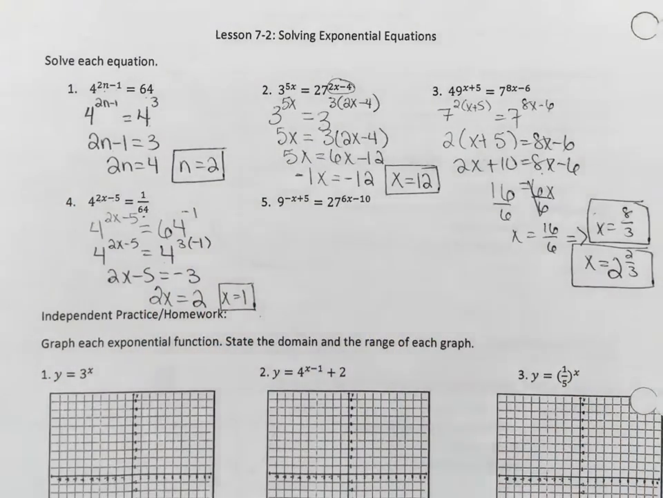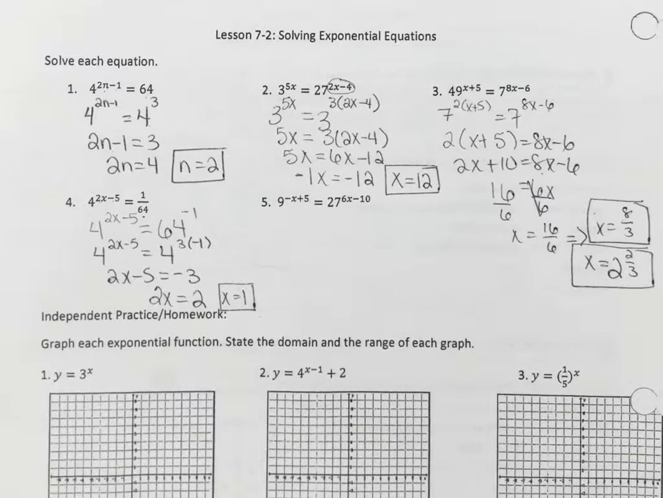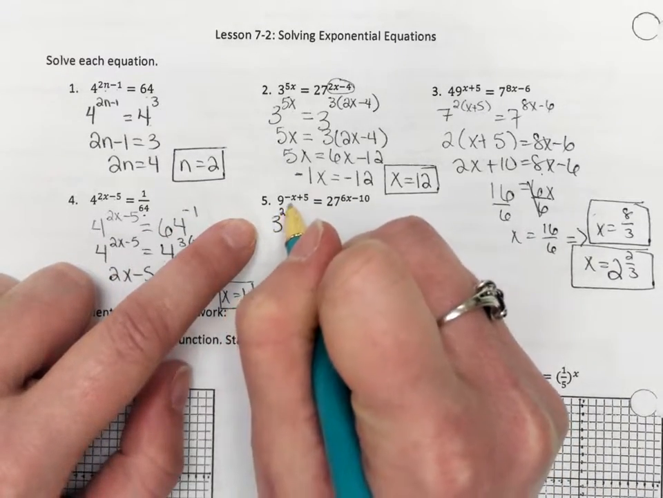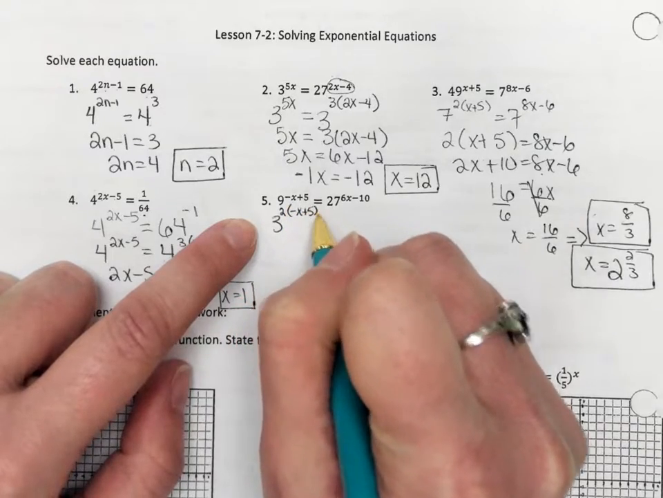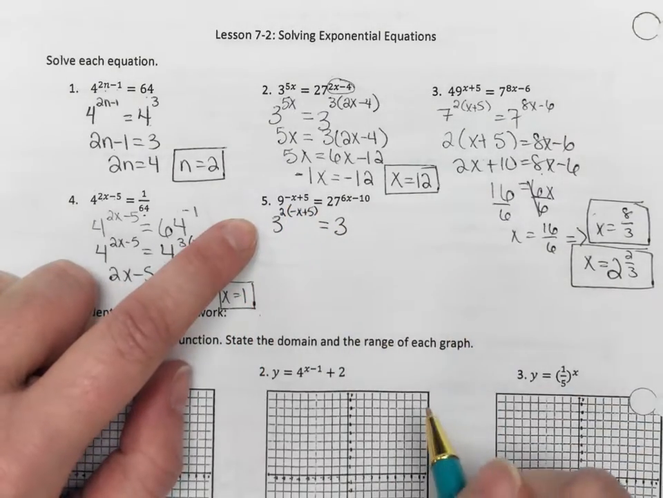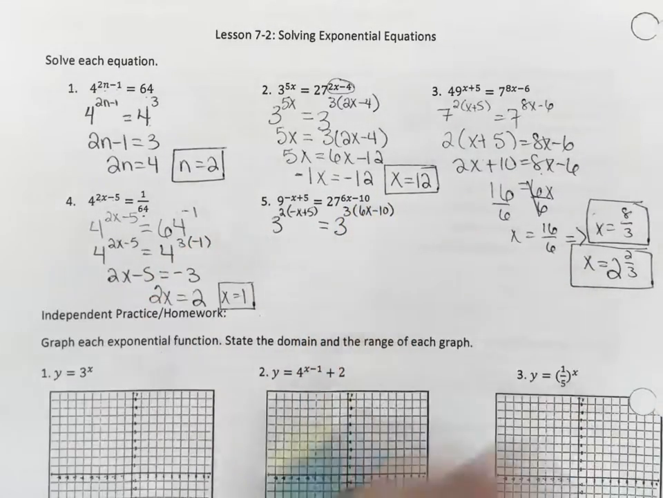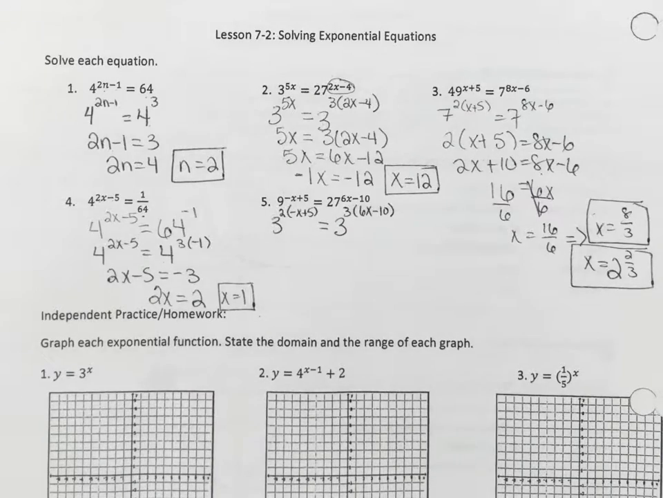Number 5 is a little different. It's a little tricky. You ready? Can I do 9 to any power to give me 27? Can I do 27 to any power to give me 9? No. Do they share a common base somehow? Base of how much? 3. 3 to what power is 9? 3 to the 2 is 9. 3 to what power is 27? To the 3. Are y'all okay with that?